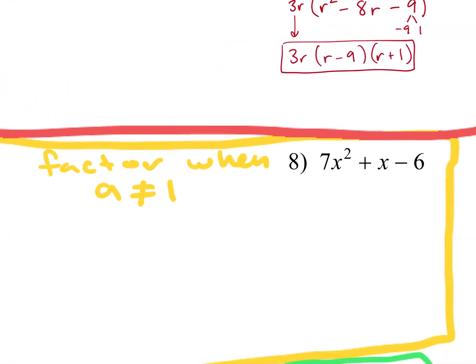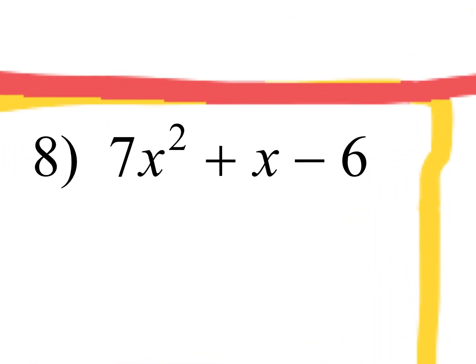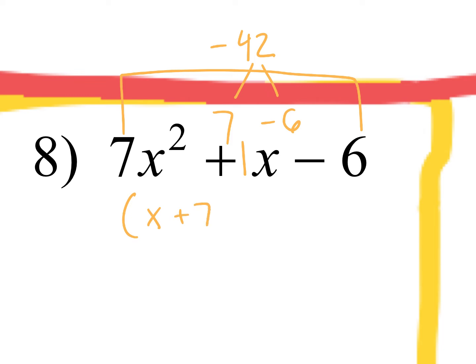All right, number 8. So I started with a number that's not 1. What do I have to do first? Multiply. So multiply the first times the last. What's negative 6 times 7? Negative 42. What are 2 factors of negative 42 that add to 1? 7 and negative 6. So in my parentheses, I have x plus 7 and x minus 6.